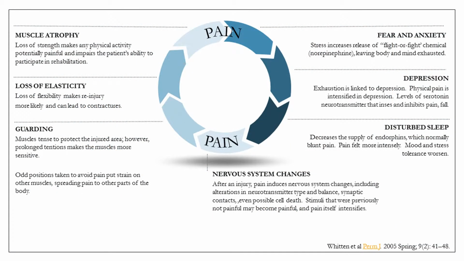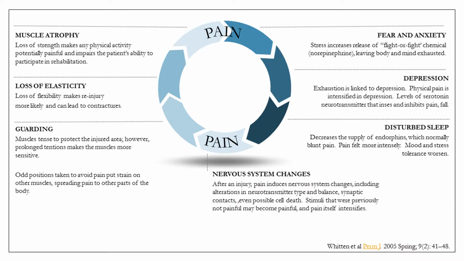This creates, in many ways, a cycle where there initially will be the pain. And let's start at the bottom. And there can be nervous system changes in response to an injury, and that can induce a range of nervous system changes, alterations in neurotransmitter type and balance, synaptic action and activity, and even potential cell death.